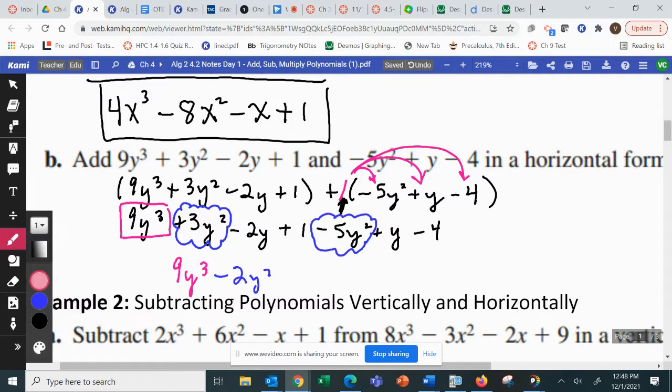All right, and then we've got this negative 2y. And I look for a like term. We've got a plus y. So negative 2y plus y would be negative y. And then finally, we have a plus 1 and then a minus 4. So minus 3.